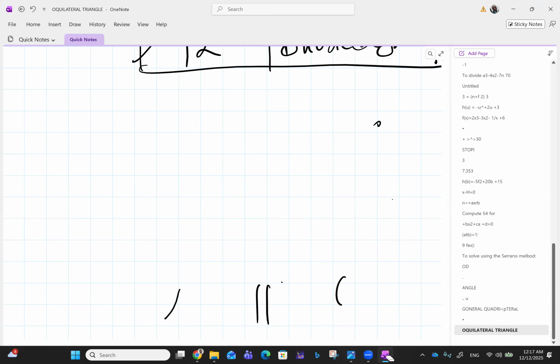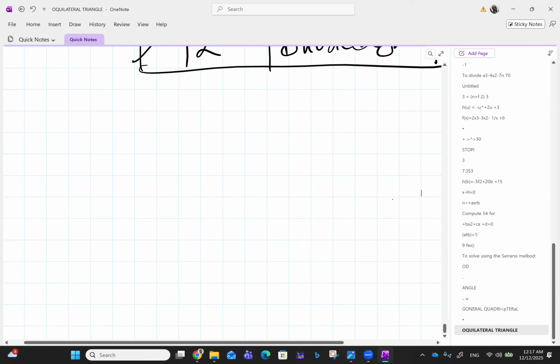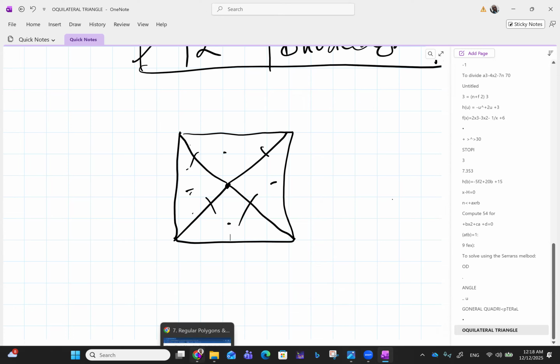Let's say we are referring to a regular polygon. It means we are talking about a square, for instance, with sides 1, 2, 3, 4. Here we have the center. If you draw this and this, we end up having 1, 2, 3, 4 isosceles triangles, because this side is equal to this side is equal to this side. So we have 4 isosceles triangles here.